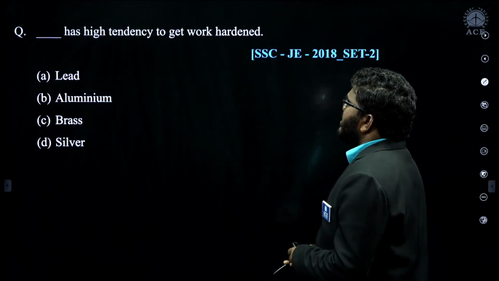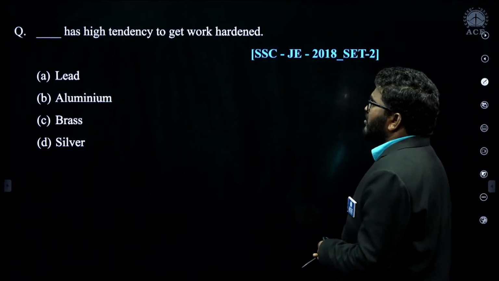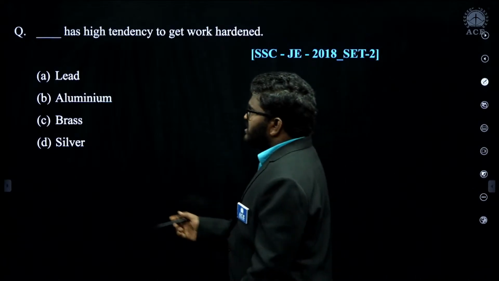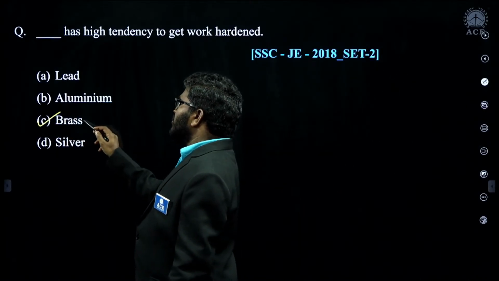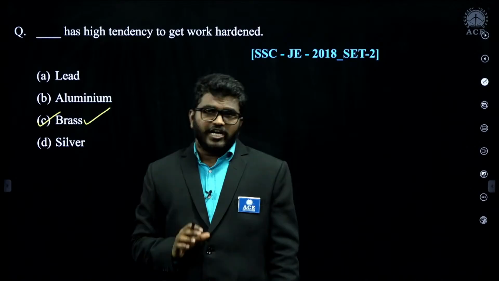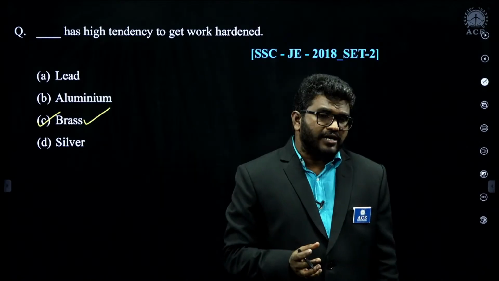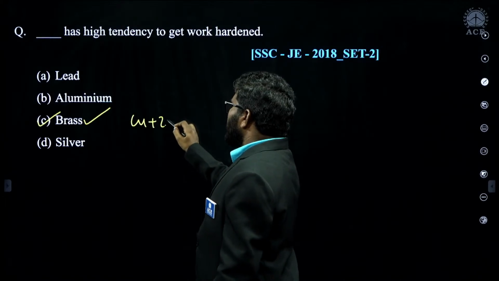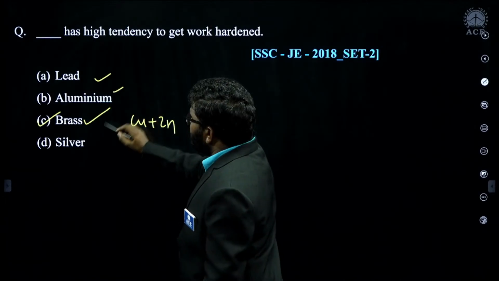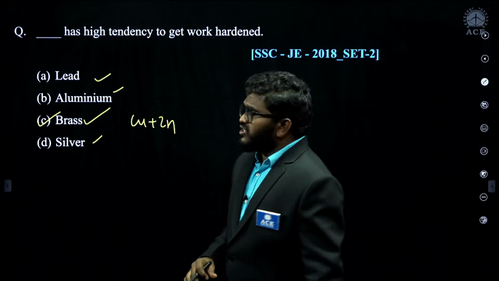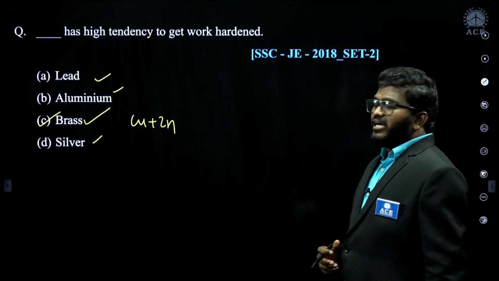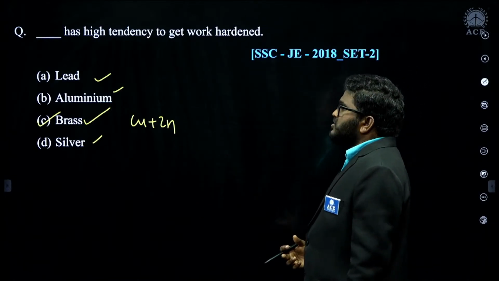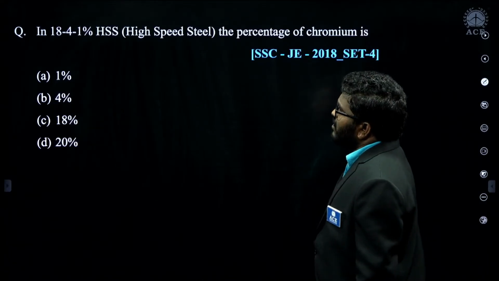Dash has high tendency to get work hardened. Brass is an alloy, it is going to be work hardened easily compared to a pure metal. Brass is an alloy of copper and zinc. The remaining are single elements, which are somewhat difficult to strain harden or work harden compared to alloys. So brass is the correct answer.